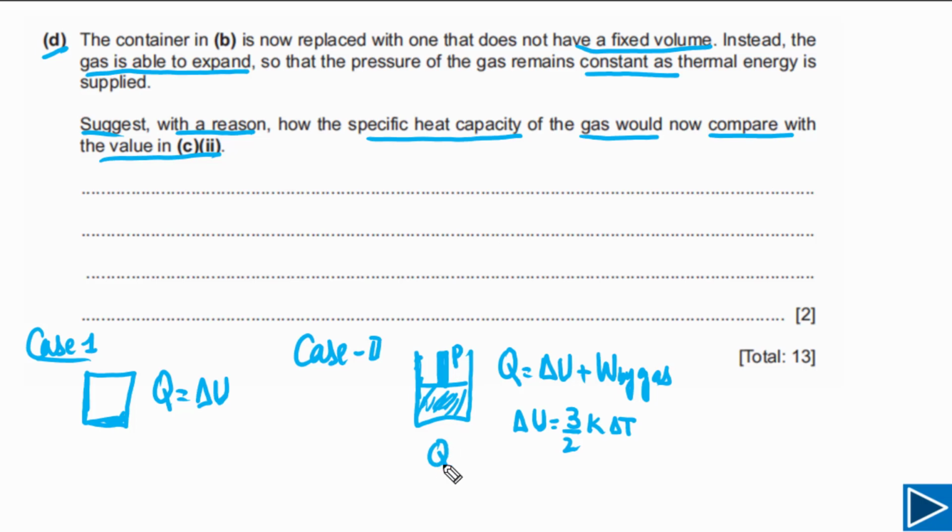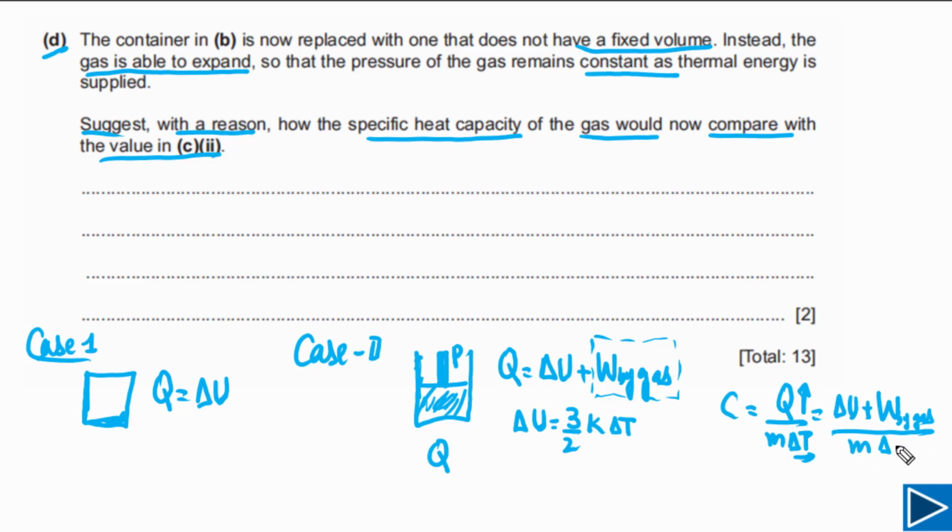So if we want the same rise in temperature, Q has to be greater by this amount. Now if we write down the formula for specific heat capacity, that is equal to Q over M times delta T. So for the same rise in temperature, this Q has to be greater, because this Q is equal to delta U plus the work done by gas. So simply you can divide this by M times delta T. M is the mass of the gas. So this Q has to be greater.